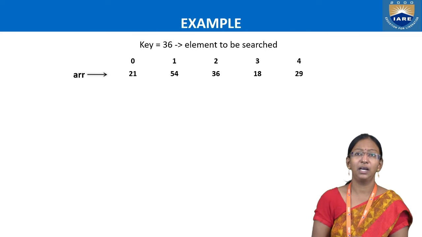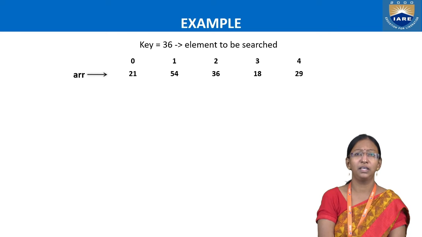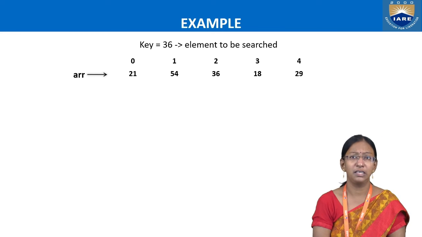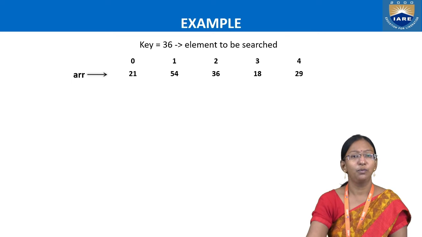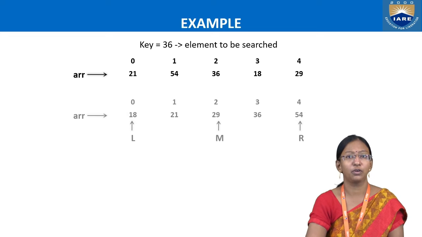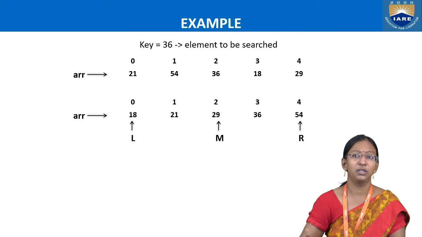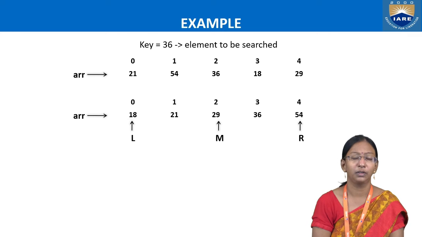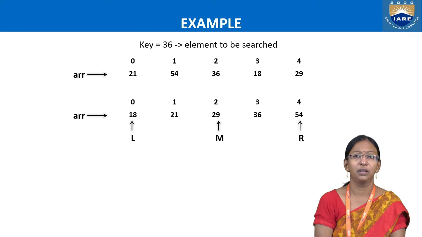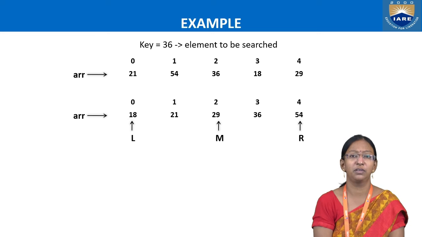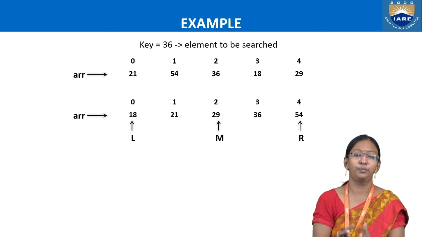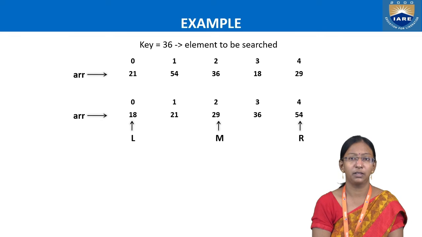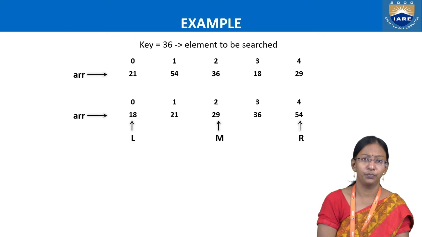Just have a look. I have taken the same old list which I took for linear: 21, 54, 36, 18, 29. And I'm searching for 36 now, not 18. What is the prerequisite? Sort it. I have sorted it: 18, 21, 29, 36 and 54. I'm taking 3 pointers. Left, L, to represent the leftmost element, R to represent the rightmost element, and M to point to the middle element. As there are 5 elements, the middle element will be at index 2, right?